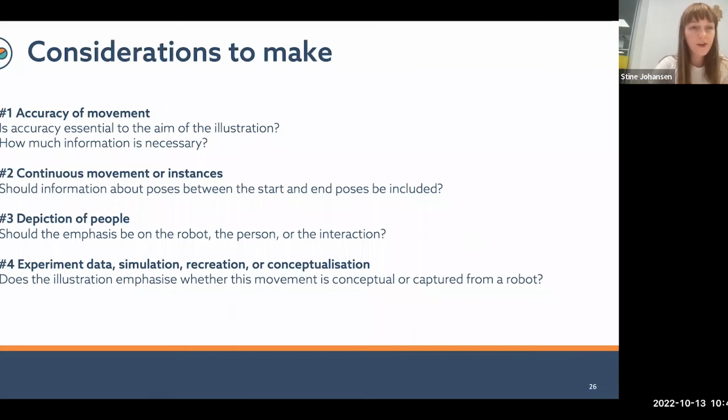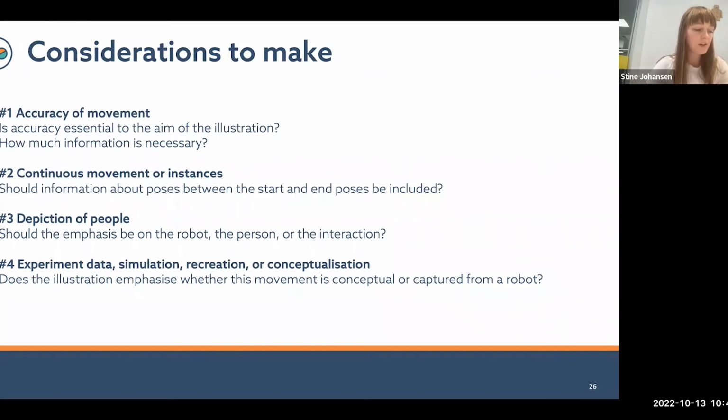Then the third consideration relates to how people are depicted. As I said, a lot of the illustrations that we found actually put a lot of emphasis on the robot and not so much the person. So an important consideration to make is to think about how the person interacting with a robot is depicted.